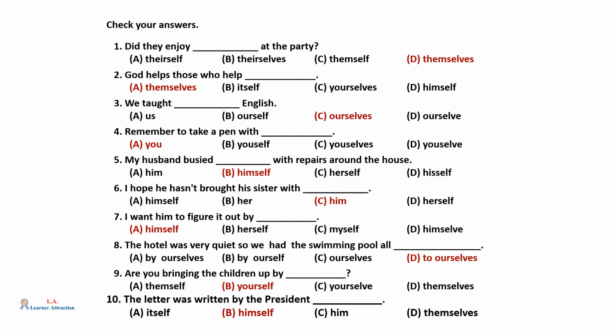Question number 5. B. Himself. My husband busied himself with repairs around the house. Question number 6. C. Him. I hope he hasn't brought his sister with him. Question number 7. A. Himself. I want him to figure it out by himself. Question number 8. D. To ourselves. The hotel was very quiet, so we had the swimming pool all to ourselves.